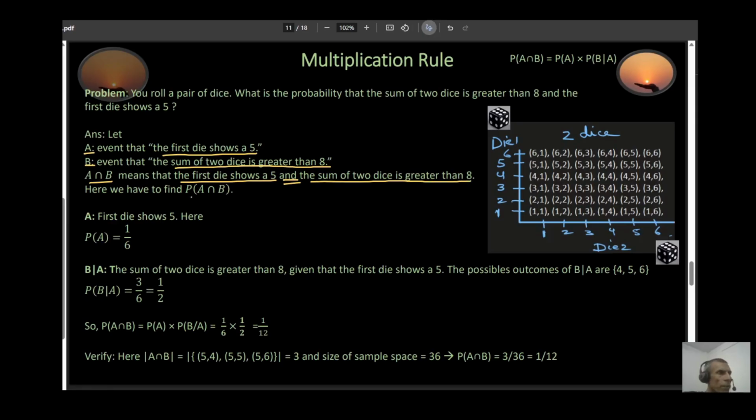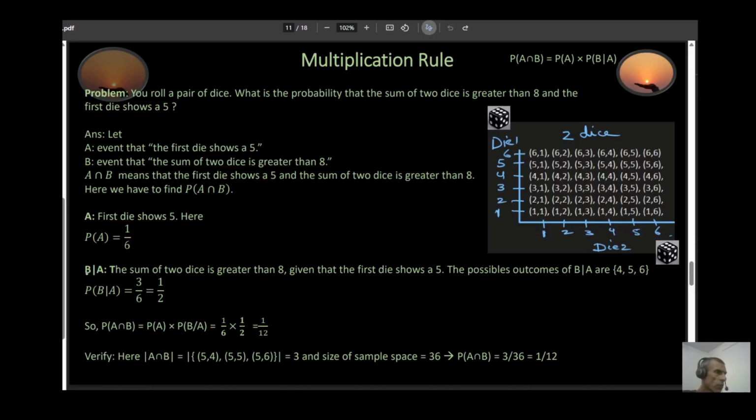Here we have to find the probability of A intersection B, or A and B. So I'll be using this formula right here. Let's focus on A first: the first die shows 5. In how many ways can you have the first die showing 5? Only one way. So it's going to be 1 over 6. 6 is the total size of your sample space.